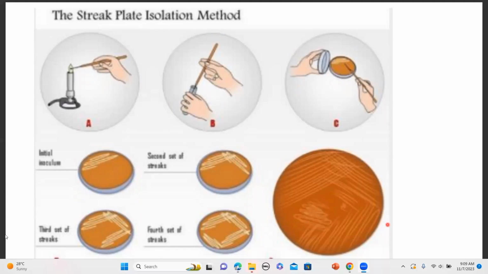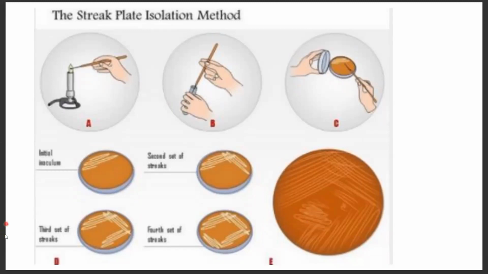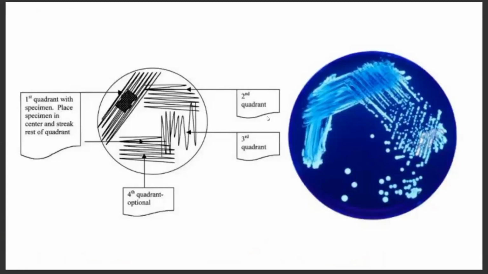Right? Then it is easy for us to separate. This is one like that. Now this is the first quadrant, second one, third one. Now look at the fourth one. Look at the fourth one.